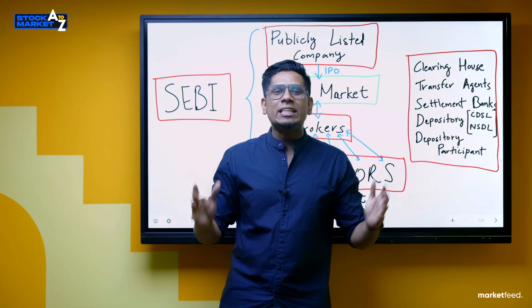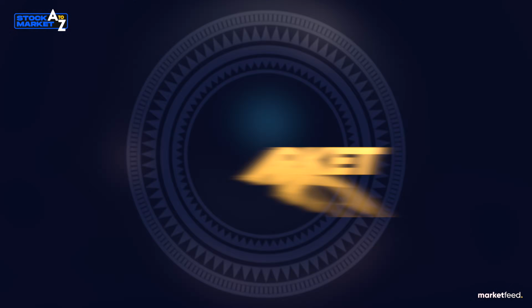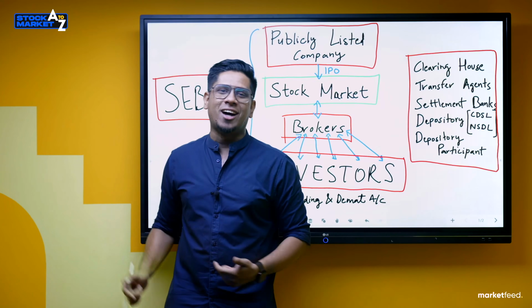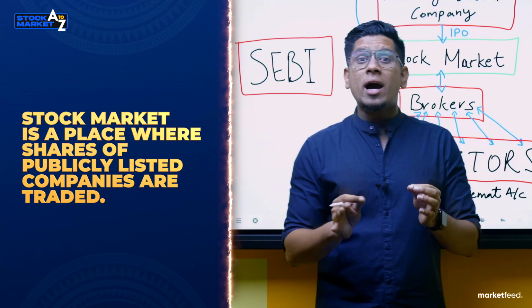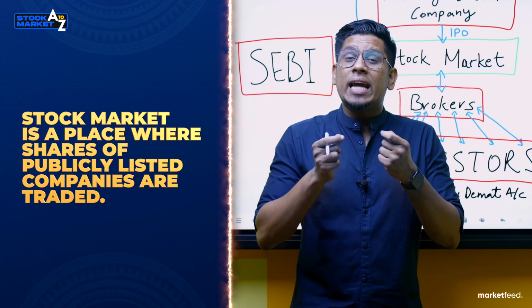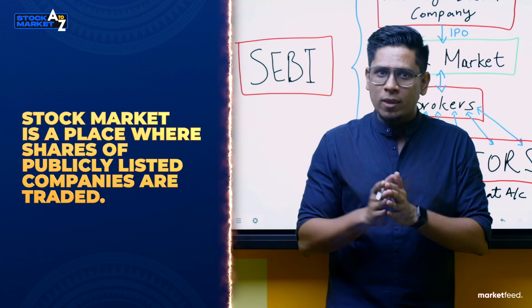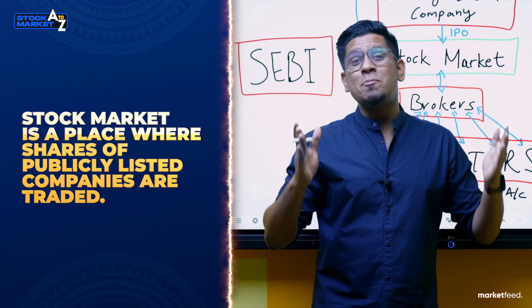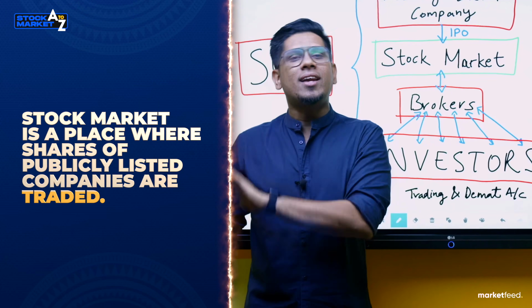So the first question that we are addressing is, what is the stock market? Let's take the literal dictionary definition first, and then let's get into the story and start understanding. The literal dictionary definition says that the stock market is a place where shares of publicly listed companies are traded. Let that sink in. What is it? The stock market is a place where shares of publicly listed companies are traded.